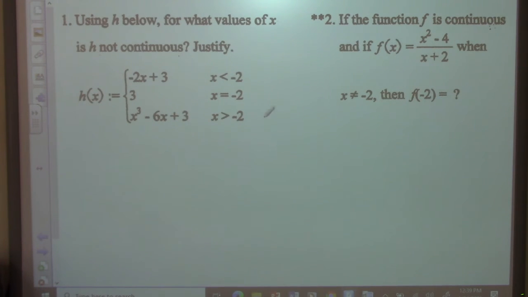Well, it's this one right here, because this is what kind of functions we call this? A piecewise function. Excellent. Excellent work.